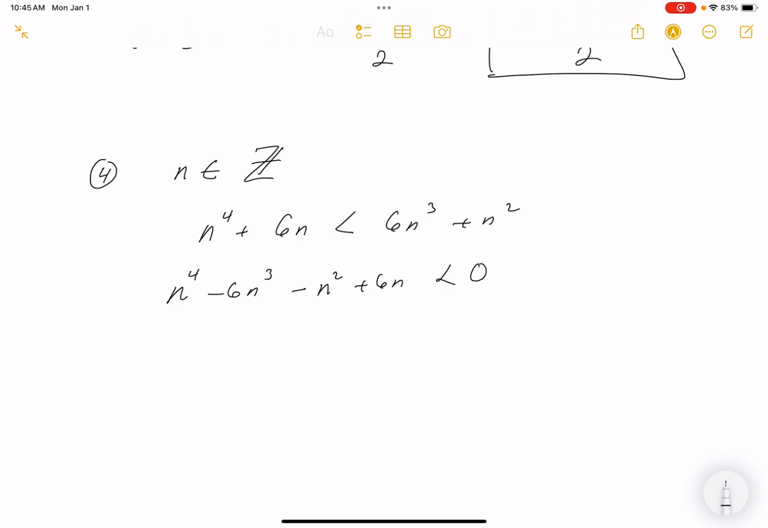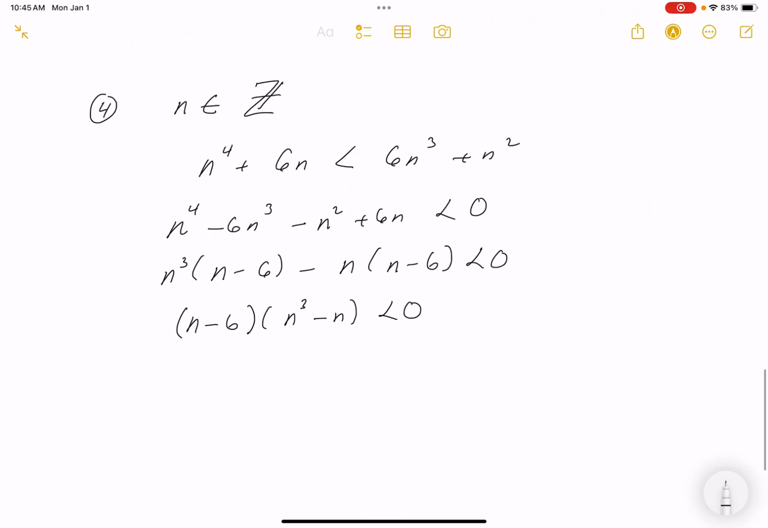I'm going to try to factor by grouping. So I'm going to say n^3, and you get (n minus 6). I'm going to factor an n over here, and you get (n minus 6). Well, that's kind of working out. What do you have there? (n minus 6), and then n^3 minus n. Well, I can still factor that, can't I?